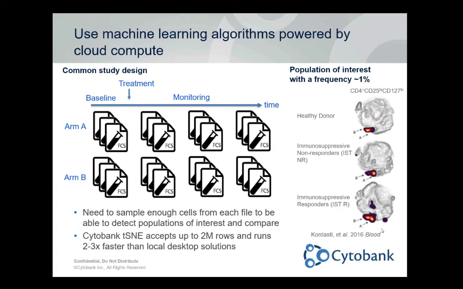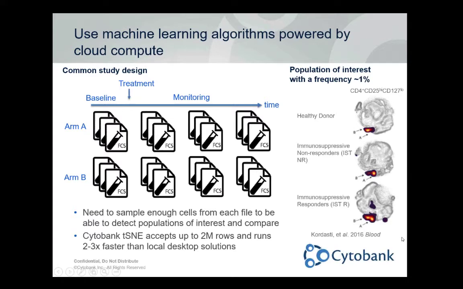So the advantage of using these tools in the Cytobank platform is that they're going to be powered by cloud compute. So as we talked about with these systems biology approaches, this generates a lot of data. So this depiction here is a common study design. You can imagine you may have two different arms here, and you're surveying your patients over time. And this ultimately produces a lot of data and a lot of information very quickly.